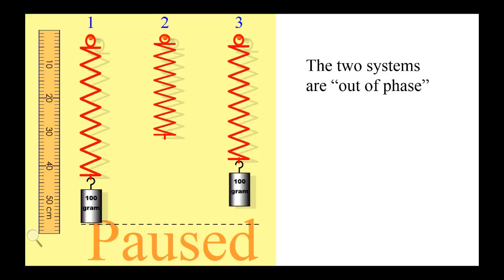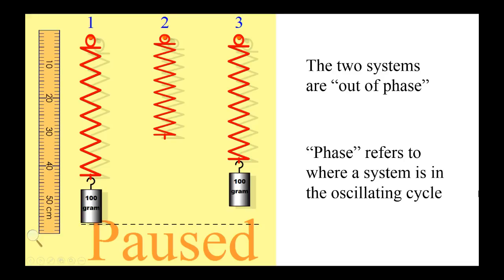So what is phase exactly? Phase just refers to where a system is in the oscillating cycle. For example, this system is at the bottom of the cycle, and this system is at the top edge of the cycle. They're at different phases. So what's the difference, though, between the two phases? It's easy in this case. It's half a cycle. That's how far off they are from each other.